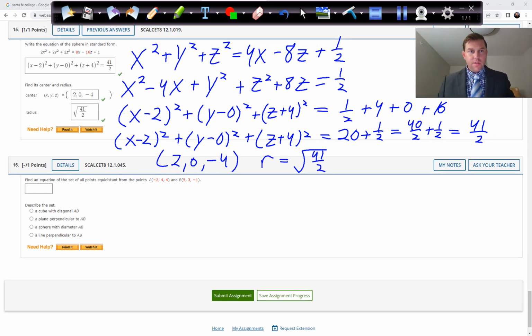Okay, so they're nice to us. They didn't care about rationalizing that fraction. I mean, I guess the whole thing's under a square root, so there's really nothing to rationalize. But what we have here is what I wrote, just typed out, and then the center, again, would be just the number if there's a minus sign, and it's the opposite of the number if there's a plus sign. So 2, 0, minus 4. And then our radius is the square root of 41 over 2.